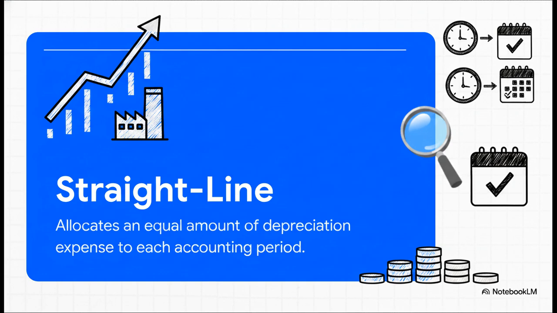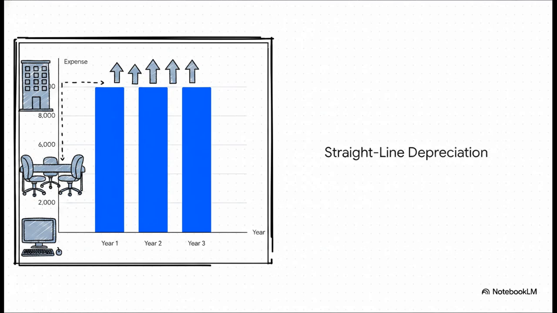Straight line depreciation. This is considered the absolute simplest and honestly the most frequently used method out there. By definition, it allocates an equal, steady amount of depreciation expense to each accounting period throughout the asset's entire service life. It's the baseline. You've got to establish this standard before comparing anything else to it. Think of it like a perfectly flat, predictable expense over time.